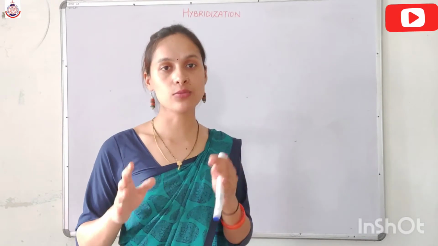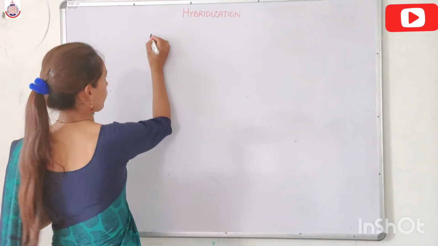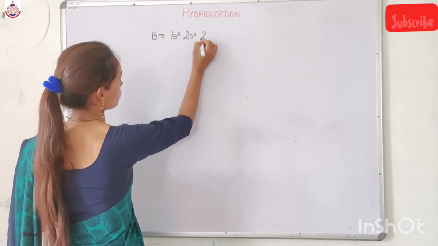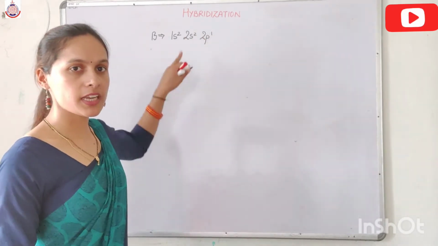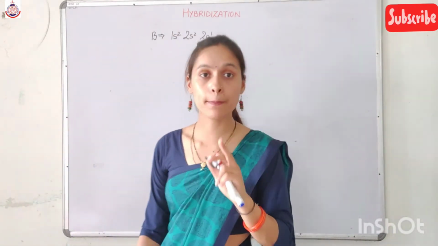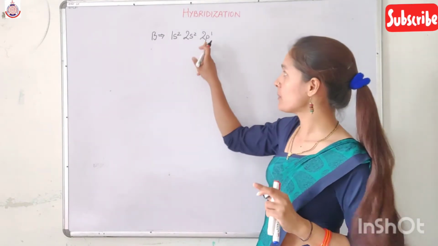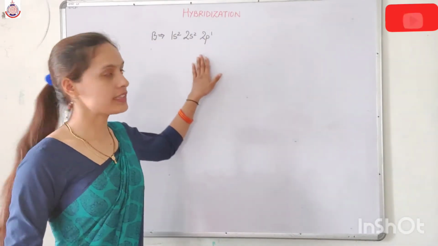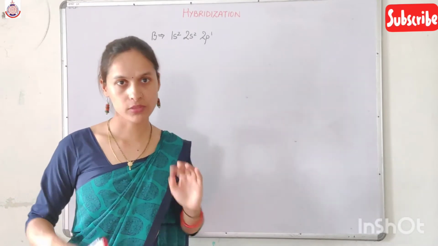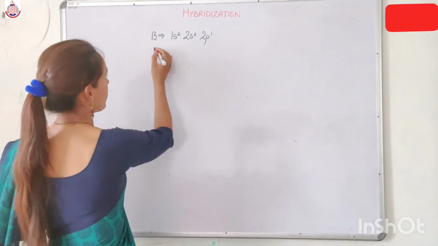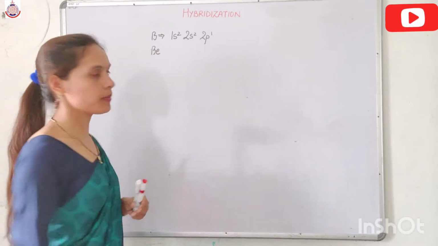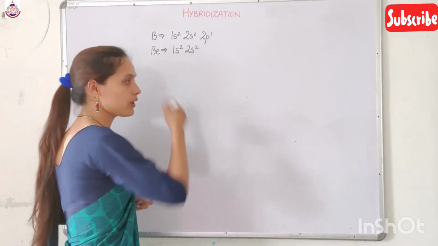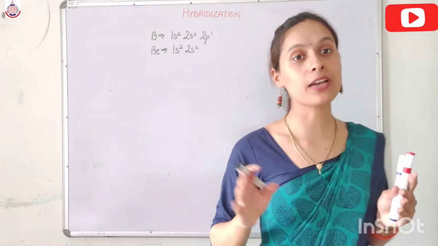So, if I apply the valence bond theory concept, then for boron, we know that the electronic configuration is 1s2, 2s2, 2p1. It means in boron we have only one unpaired orbital, and only this unpaired orbital will participate in bond formation, and because of this the covalency of boron should be equal to 1. If I talk about beryllium, then its electronic configuration is 1s2, 2s2. Now in beryllium we don't have any unpaired orbital.